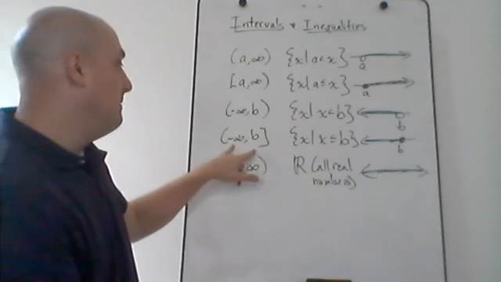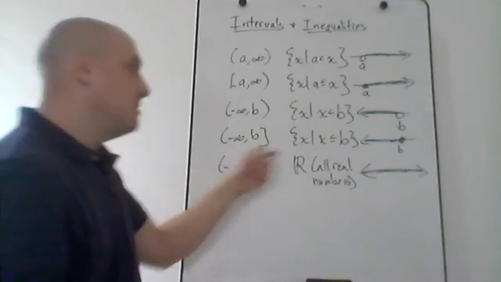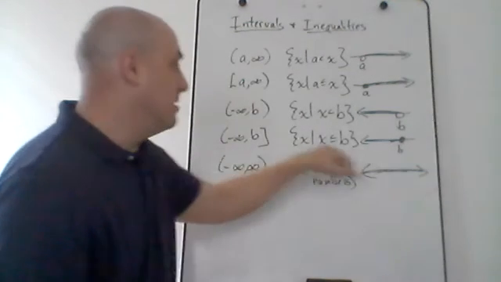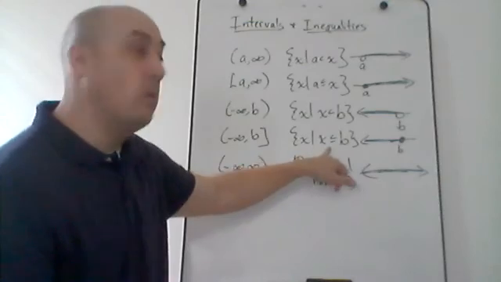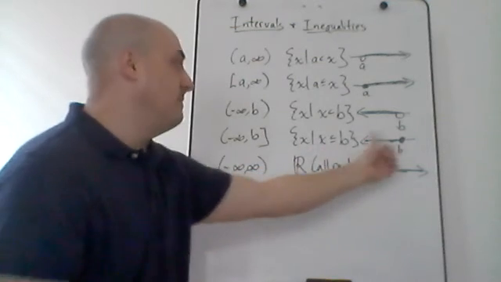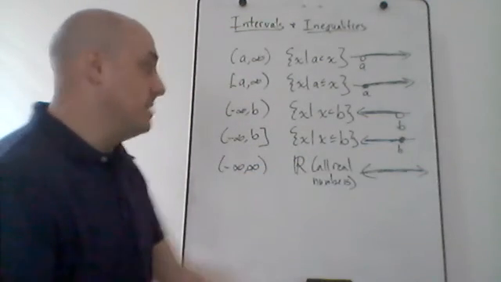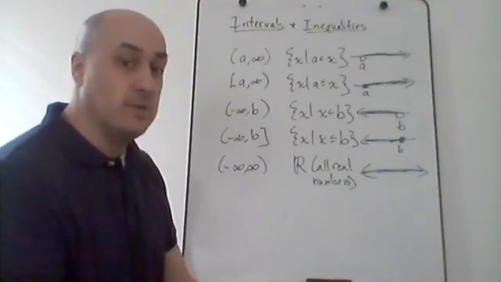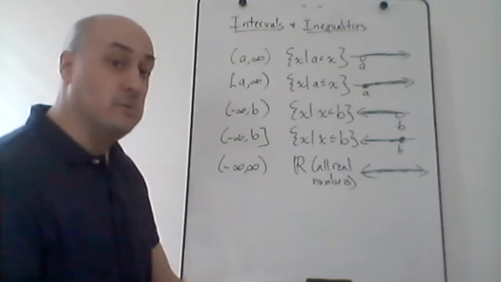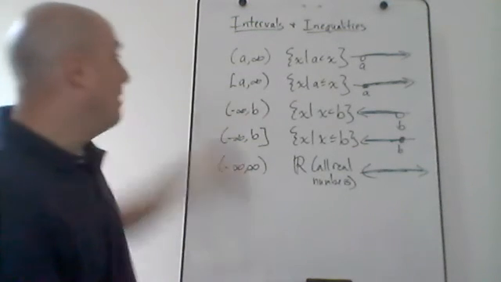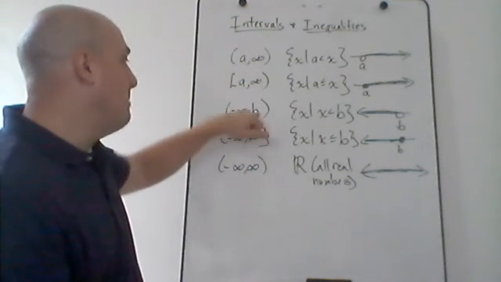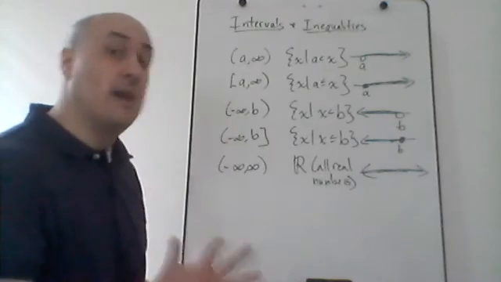Then negative infinity comma b with the bracket is the same idea, except now the b is included. It's the set of all x such that x is less than or equal to b, so everything from negative infinity on the left of the number line up to b, and including b. So now that b has that filled-in, closed circle, because that number is included in this set. Notice for all of these, the a or the b could have the bracket or the parentheses depending on whether or not you include that number.